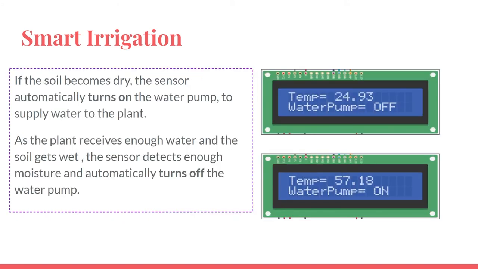How it works: if the soil becomes dry, the sensor automatically turns on the water pump to supply water to the plant. As the plant receives enough water and the sensor detects enough moisture, the water pump will automatically turn off.